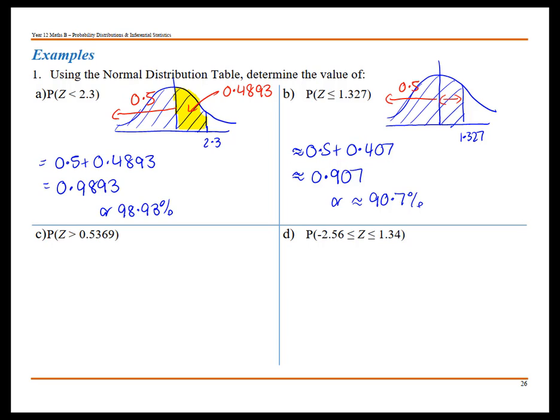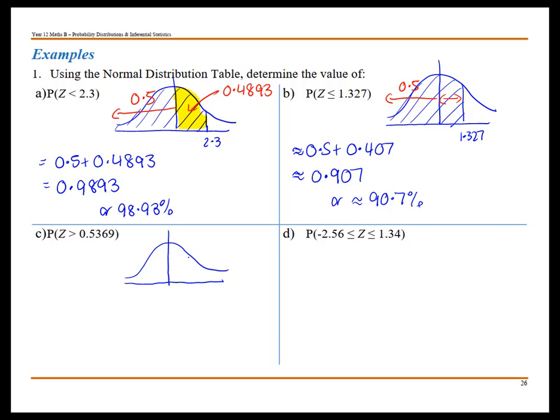Next, we're looking at greater than 0.5369. So draw a diagram. That one doesn't look very symmetrical at all. It doesn't really matter though, I'm only trying to work out my answer from it. So 0.5369, and I want this area here. My normal distribution table is going to give me that area there. So once I find my proportion, I actually want to go 0.5 minus whatever the value is from the table, and that'll leave me that tail.